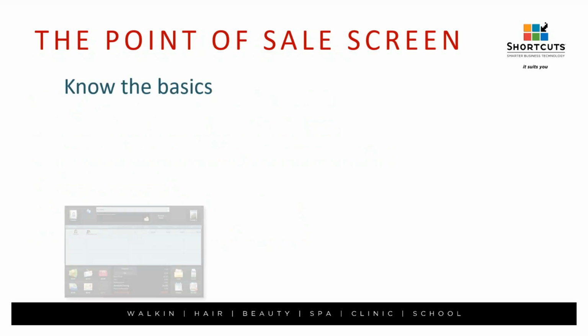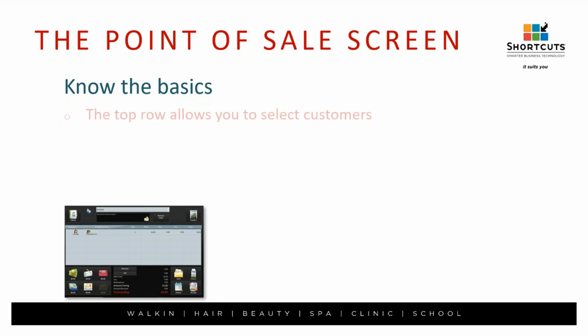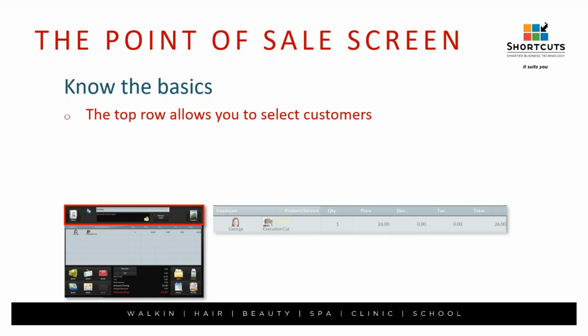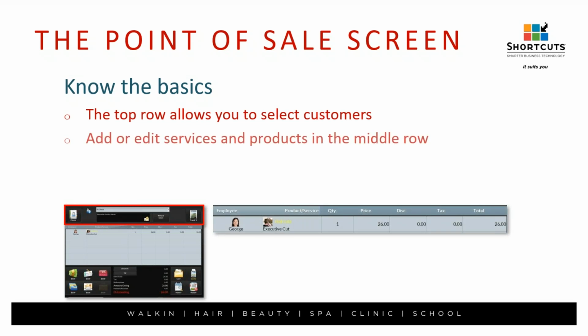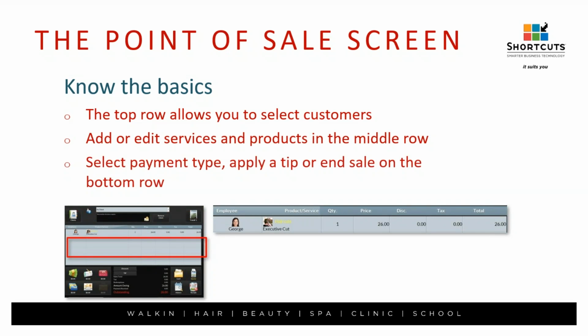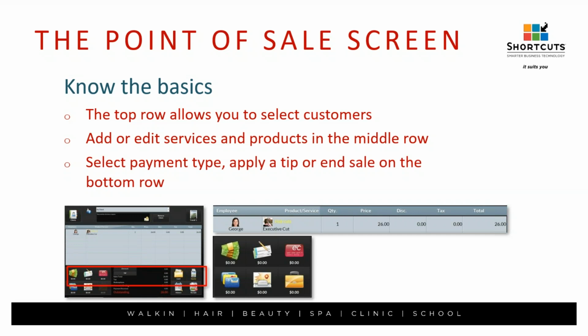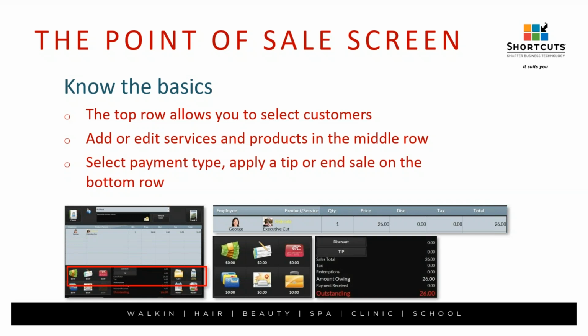Now, you should absolutely know the basics. These are super important. The point of sale screen is really divided into three rows: a top, a middle, and a bottom row. The top row allows you to select your customers. The middle row is where you add or edit services, products, or sundry. And the bottom row is where you select your payment types if you do not have an integrated credit card system, where you apply your tip, and of course, how you press the end sale button.